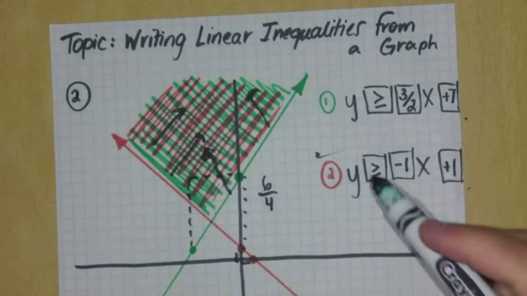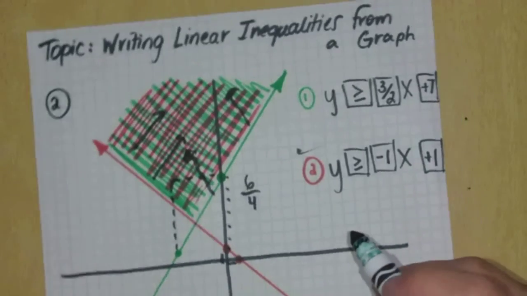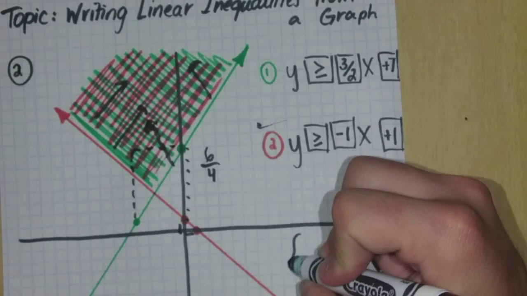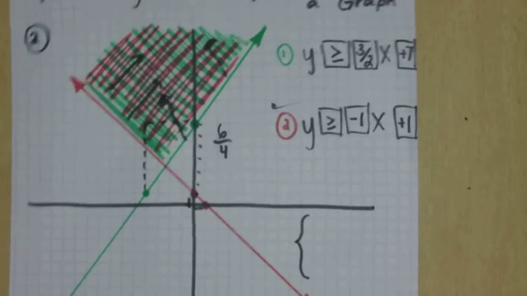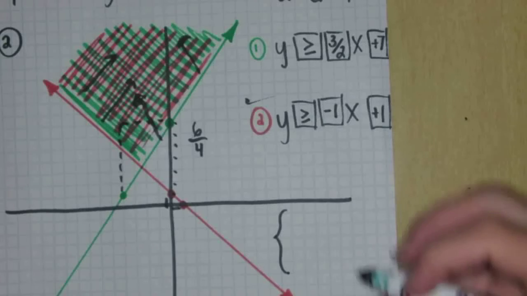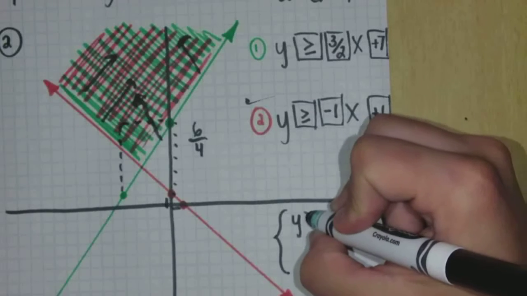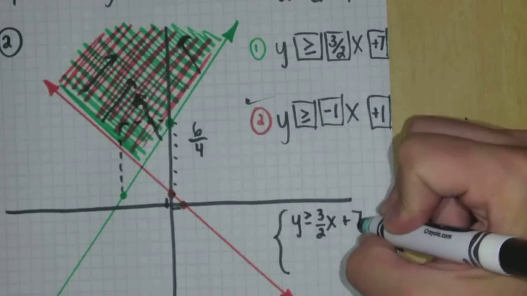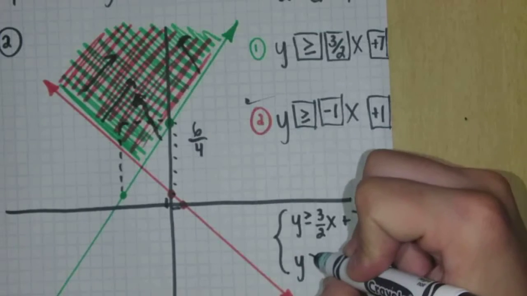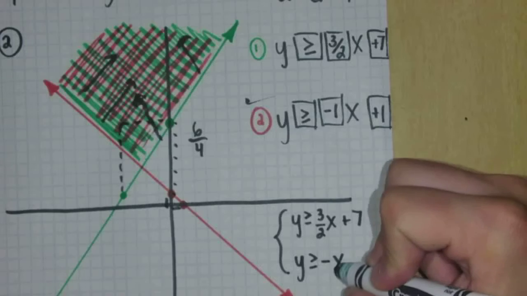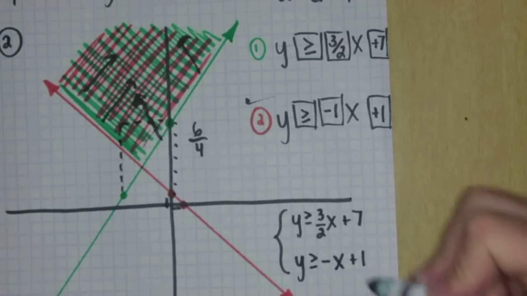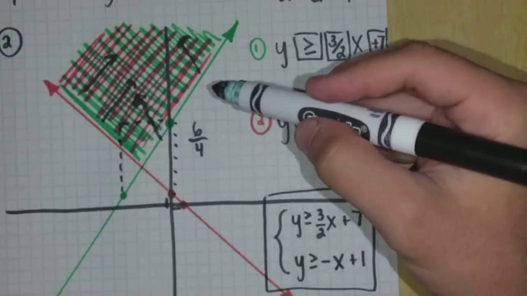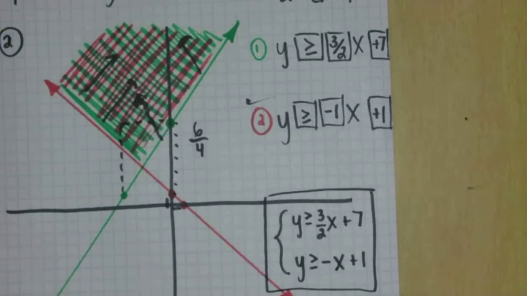So again, this is kind of messy with all these boxes. I'm going to rewrite my final answer. And a lot of times you'll see systems with these curly braces. My system final answer would be y is greater than or equal to 3/2x plus 7, and y is greater than or equal to -x plus 1. That would be my final answer to writing the system of linear inequalities.